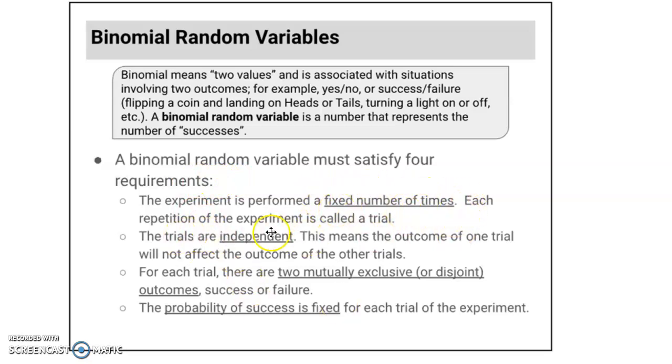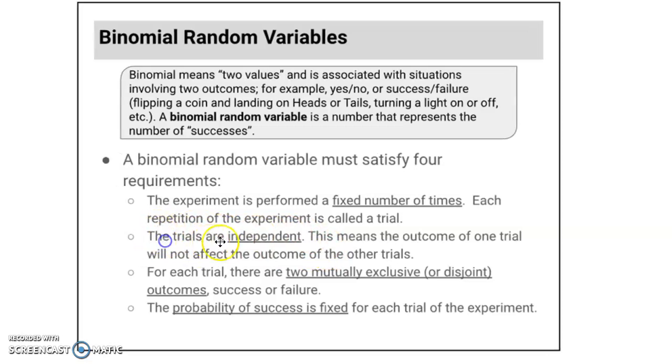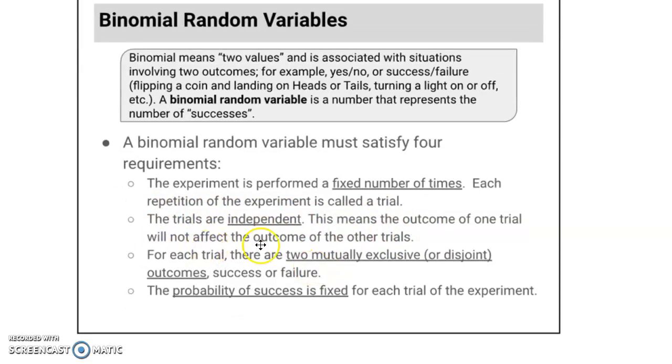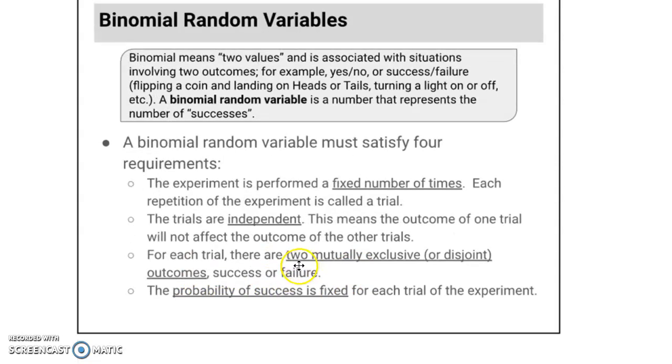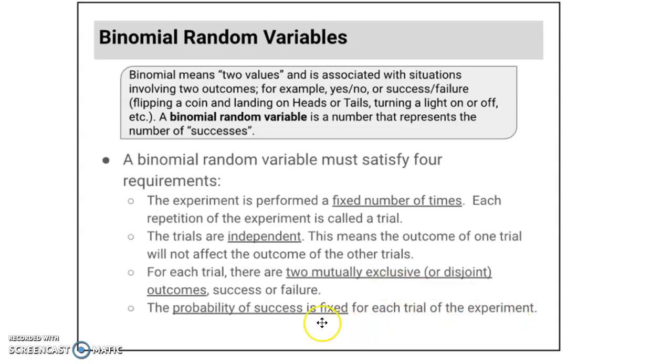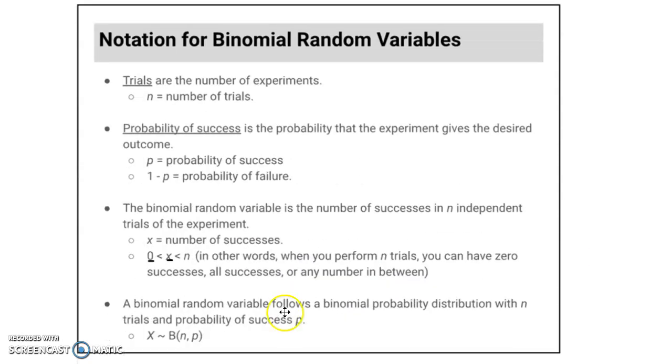So binomial random variables have to satisfy these 4 requirements: a fixed number of trials. The trials have to be independent, which means one does not affect the other. The trials must have 2 mutually exclusive outcomes, success or failure. There can't be any overlap, and there can't be any other options. And the probability of success has to be fixed. In other words, when I start the trials, I know what the probability of success is, and it doesn't change from trial to trial.